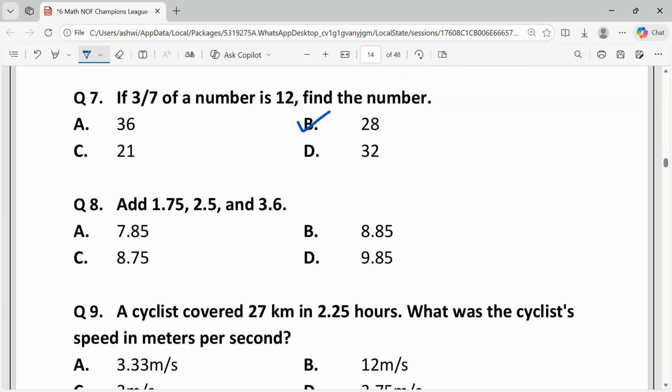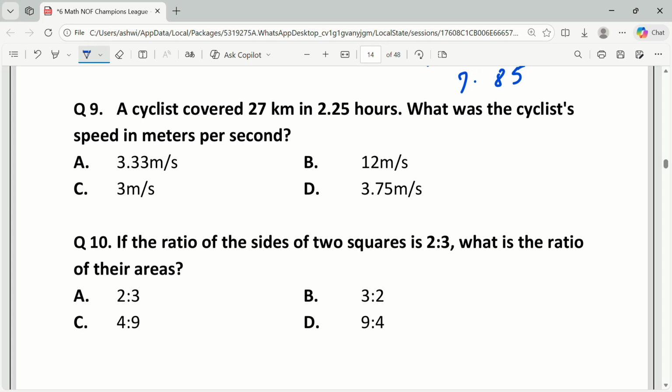Question number 8. Add 1.75, 2.5 and 3.6. Align the numbers vertically by their decimal points and perform the addition. That is 1.75, 2.5, 3.6. That is 7.85. Comparing with the options, the answer is A.